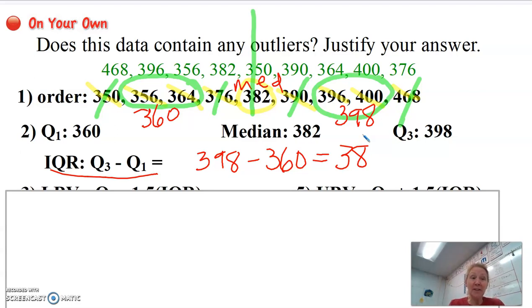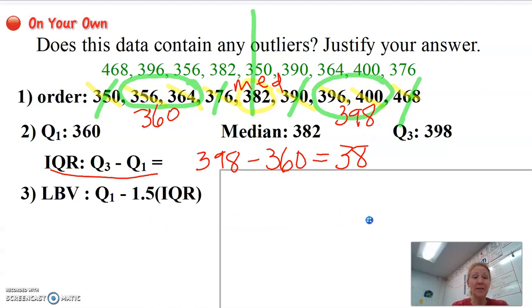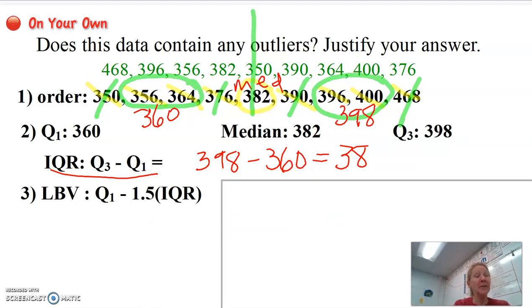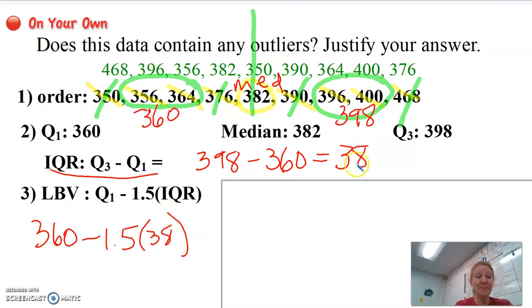Now I'm going to use the IQR in this new formula that I'm showing you. So here it is. I need to figure out what the lower boundary value is. I take Q1, which is 360, minus 1.5 times the IQR, which is 38. We just found it right there. So this is 360 minus, if you do this with a calculator, you have to do multiplication first. Remember order of operations? Minus 57, I get 303. So the lower boundary number is 303.